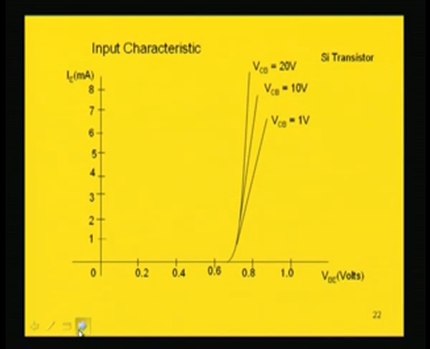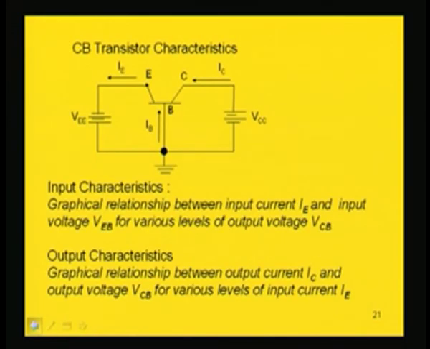If we consider the input characteristic, we have to plot the graphical representation between IE and VEB. VEB is the emitter to base voltage, or the forward bias voltage, and IE is the emitter current. For this particular transistor configuration, we are taking an NPN transistor. Mind it, this is an NPN transistor, common base characteristic. This is N, this is P, this is N, denoted by this arrow mark in the emitter current, which is going out of the transistor.